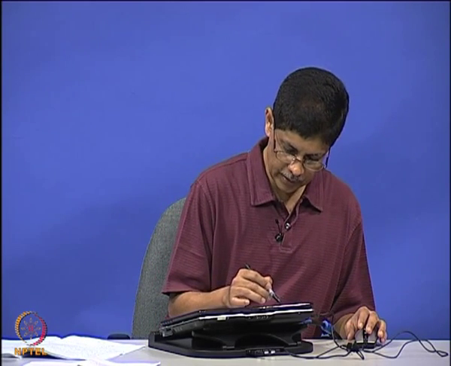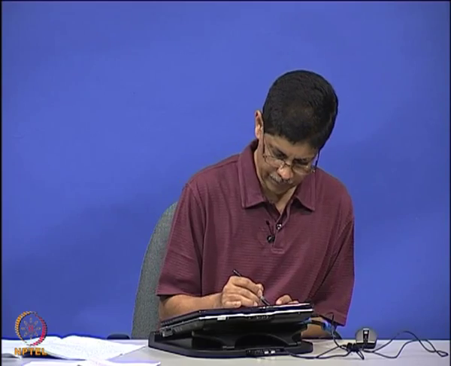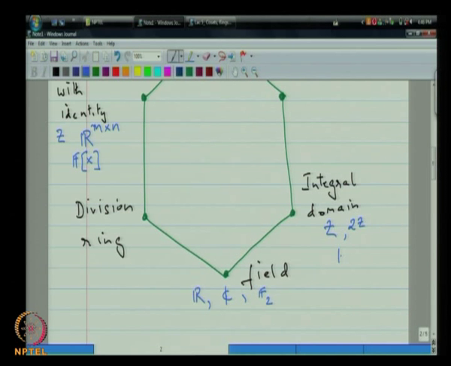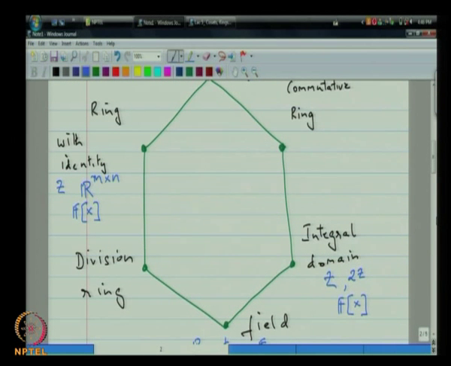Is it a ring with identity? Yes, because the polynomial which is just the constant 1 is the identity. Is it a division ring? No, because for example the polynomial x does not have an inverse. Okay. So, here again we would put this here and here, right. Okay. So, we have seen examples.